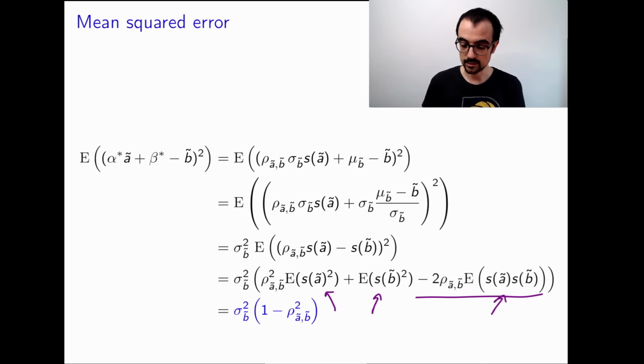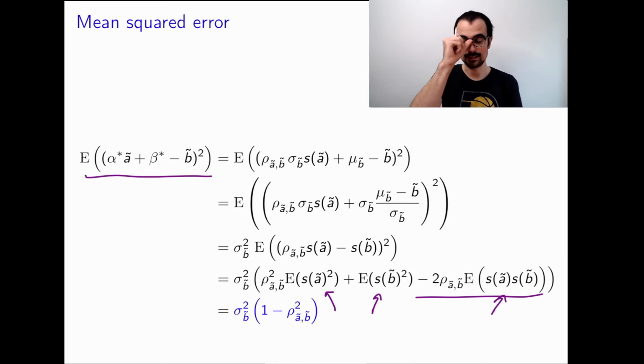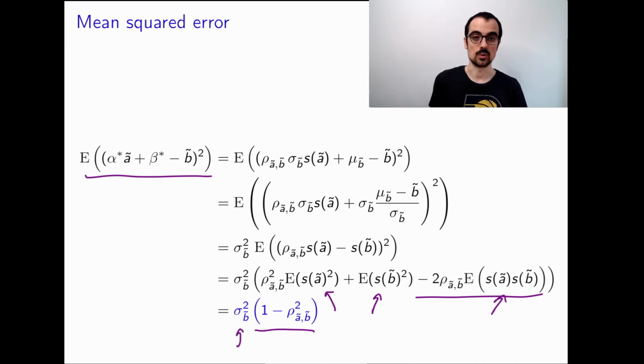So when we put everything together, we have that the mean squared error of the best linear estimate of B given A is exactly equal to the variance of B times 1 minus the correlation coefficient squared. So the correlation coefficient immediately tells you how good the best linear estimate is going to be.